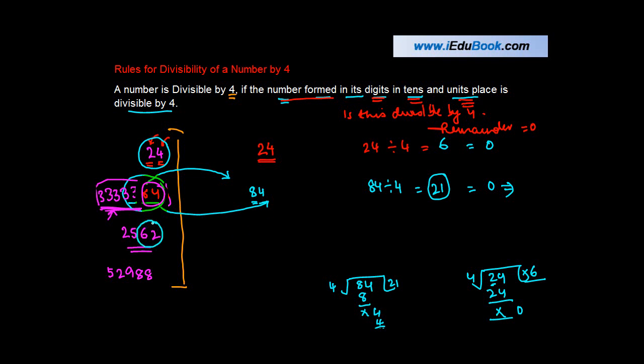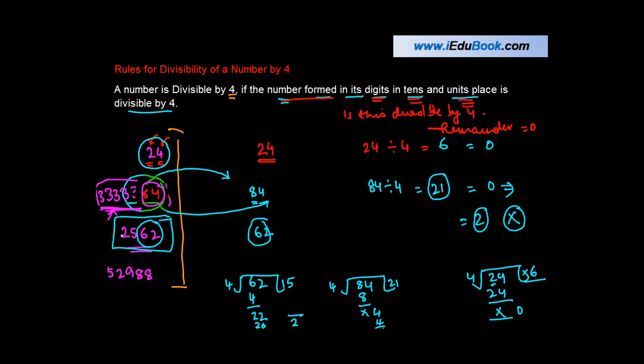Similarly, let's see for 2562. What are the last 2 digits? 62. Let's divide 62 by 4. 4 times 1 gives you 4, 6 minus 4 is 2, 22, 4 times 5 gives you 20, 22 minus 20 gives you 2. Now 2 is not divisible by 4 because it is less than 4, and hence 2 is the remainder. So the remainder is equal to 2, which means this number is not exactly divisible by 4. Since 62 is not exactly divisible by 4, we conclude that even 2562 is not divisible by 4.